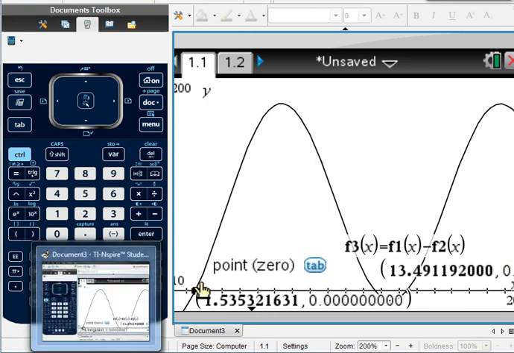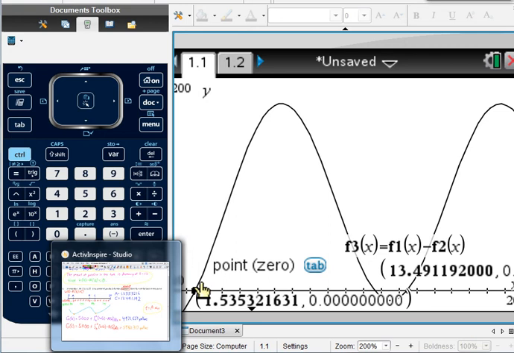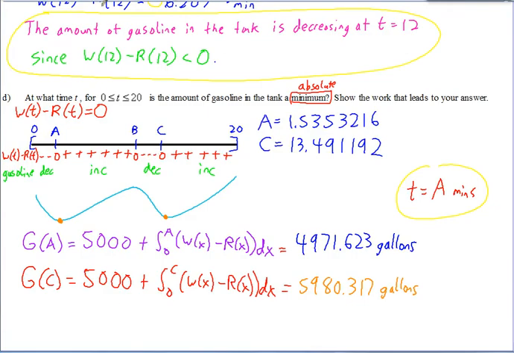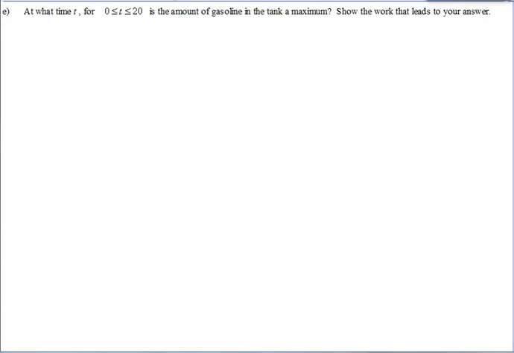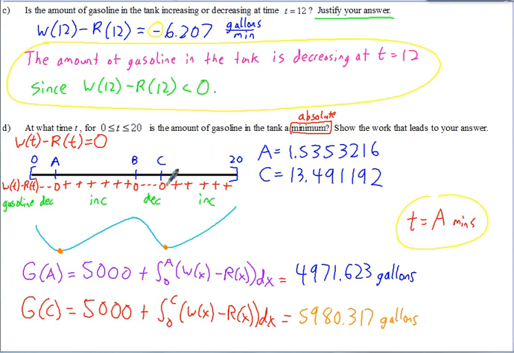And let's look at the next part here. Now it says, what time is the amount of gasoline in the tank a maximum? So, if we look back at our number on the previous part, we can see the maximum could occur at 0, B, or 20, those three places. So let's compare those three. I don't have to do this whole thing again, we've already got them on here. So 0, B, and 20.